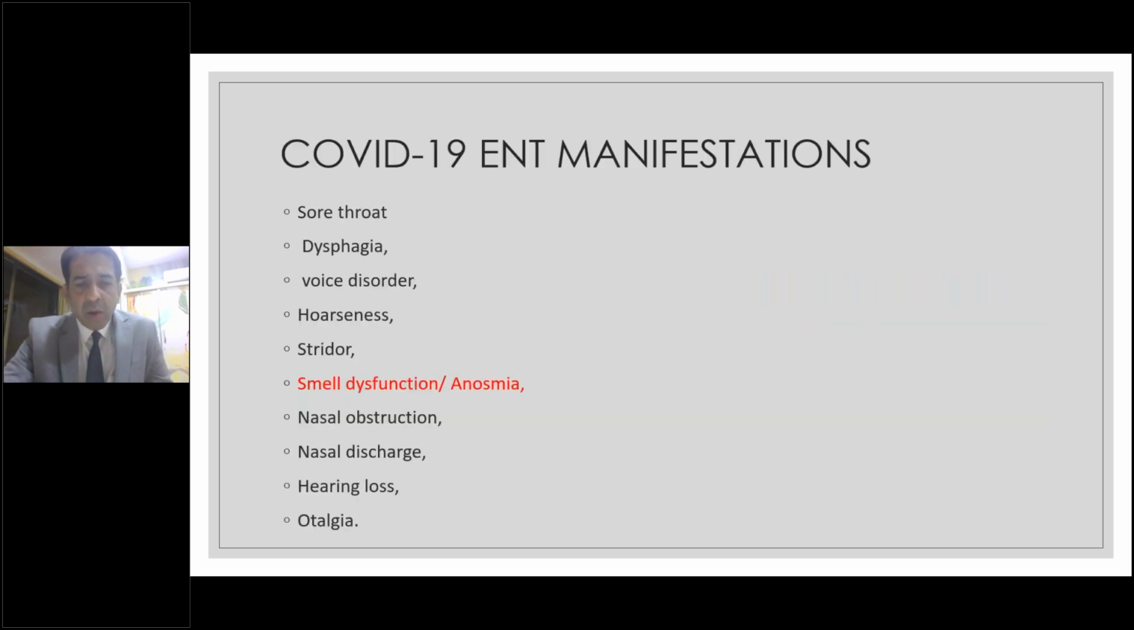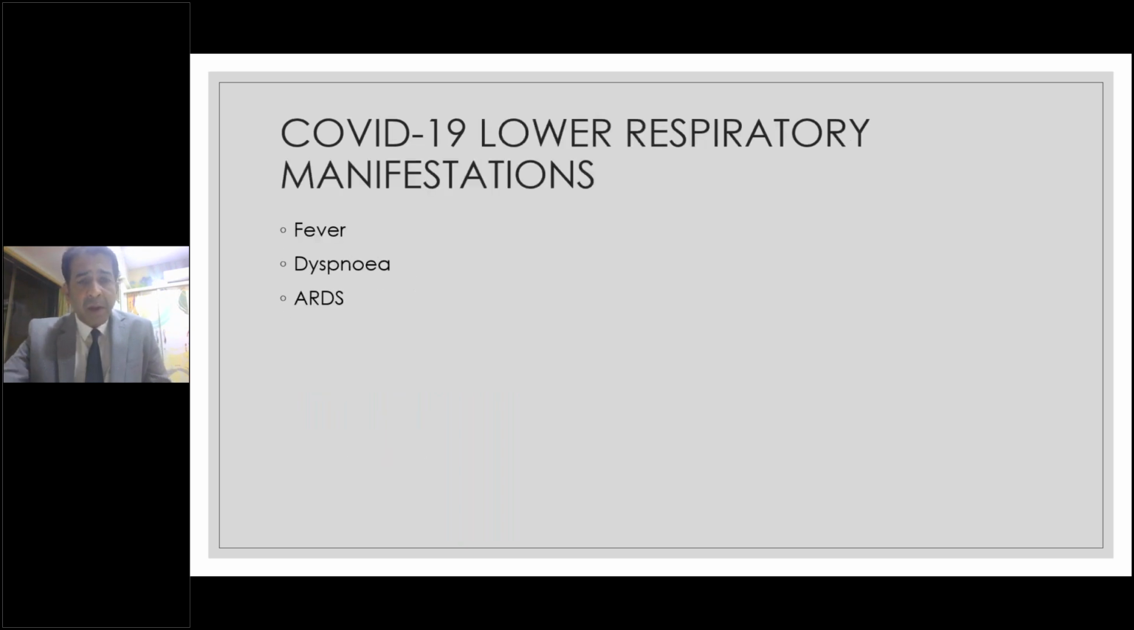As the topic suggests, the common ENT manifestations seen in ENT practice for COVID-19 infections are sore throat, dysphagia, voice disorder, hoarseness, stridor. I would like to emphasize that in many patients, there is smell dysfunction or anosmia, nasal obstruction, nasal discharge, hearing loss, and otalgia. But soreness of throat is a very common presentation seen in ENT. Apart from ENT, the most important lower respiratory manifestations are fever, dyspnea, and many of these patients might progress to acute respiratory distress syndrome.